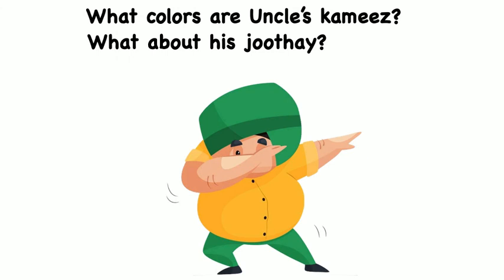And what colors are Uncle's gummies? What does gummies mean? If you said shirt, then you are correct. Very good. So, Uncle's gummies is pila rang, right? Yellow. And the buttons are kala. What about Uncle's jute? What does jute mean? Jute means shoes. So Uncle's jute are kala, black.